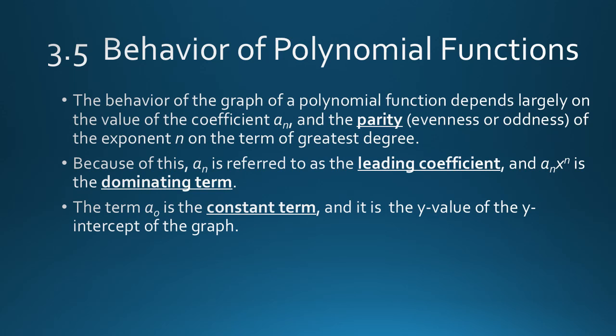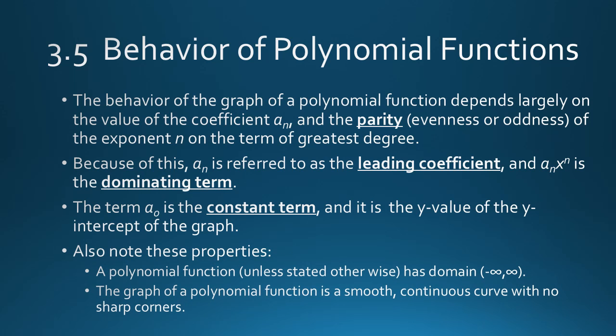The term a sub 0, like we said before, is called the constant term and is the y value of the y-intercept. Also note that a polynomial function, unless stated otherwise, or unless it's in an application problem, will have a domain of negative infinity to infinity. In other words, all real numbers. And the graph of a polynomial function is a smooth, continuous curve with no sharp corners. So there are no breaks in the graph and no corners.